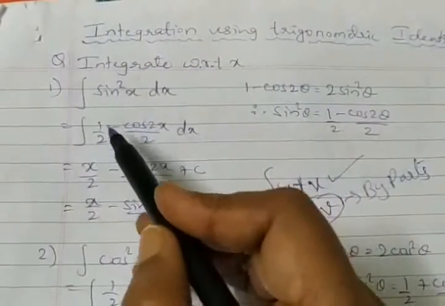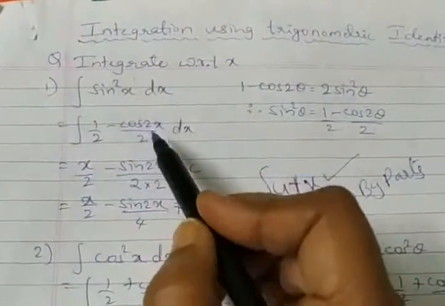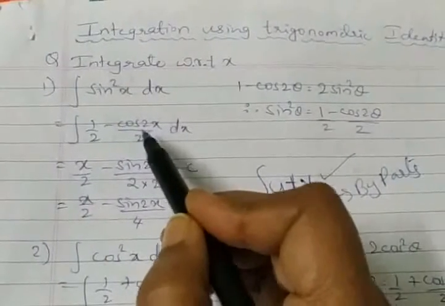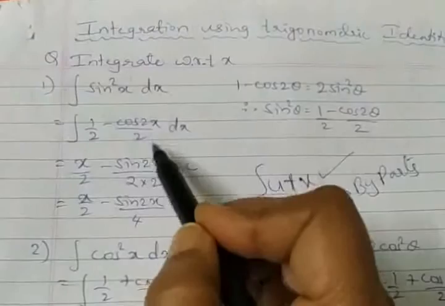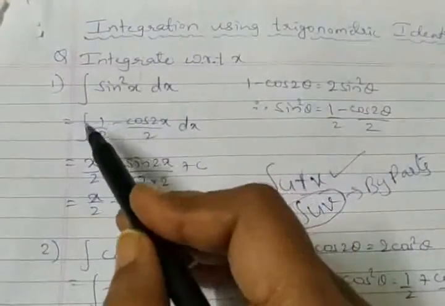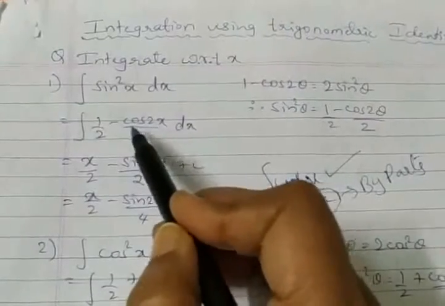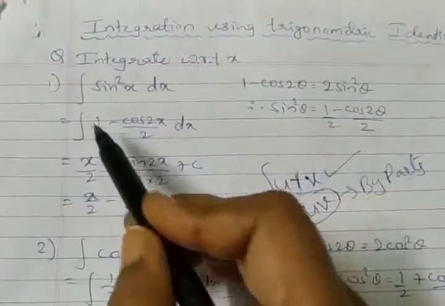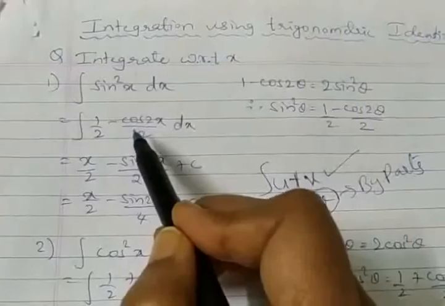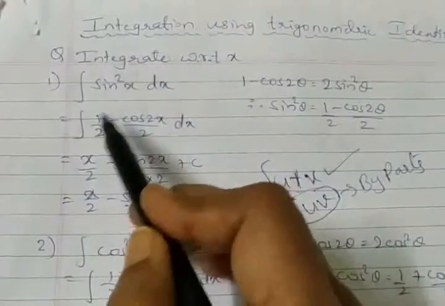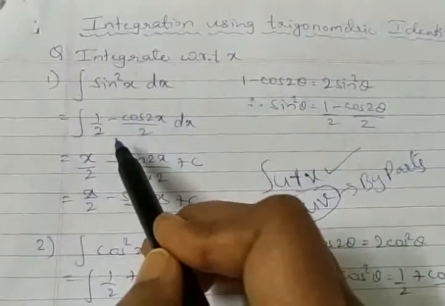This relation can be taken as 1 by 2 minus cos double of this, that is 2x, whole divided by 2. This is cos function divided by 2. Okay. Now 1 by 2 is a constant term. With respect to x, we would like to integrate. Cos 2x is also ready for integration. 1 by 2 is constant. So integration can be done at this stage, provided you know this relation, sin square x can be taken with this, we can balance it, and now it's eligible for integration.